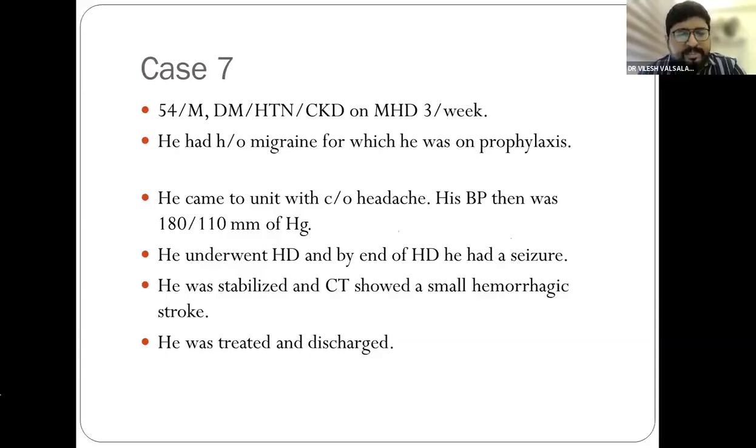Now he underwent hemodialysis and by the end of dialysis he had a seizure. Now he was stabilized and a CT was done. And the CT is showing a very small hemorrhagic stroke.